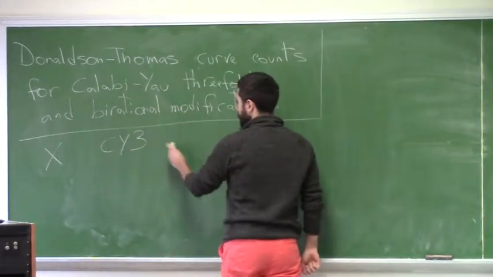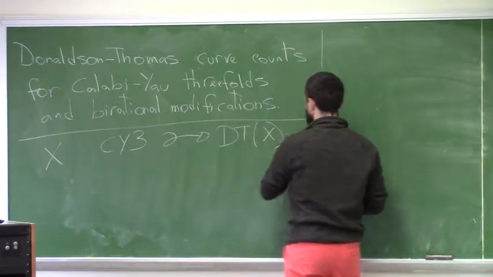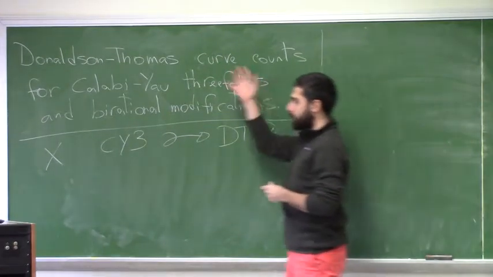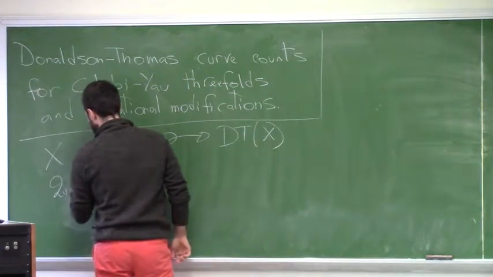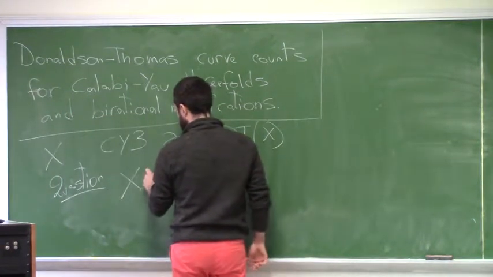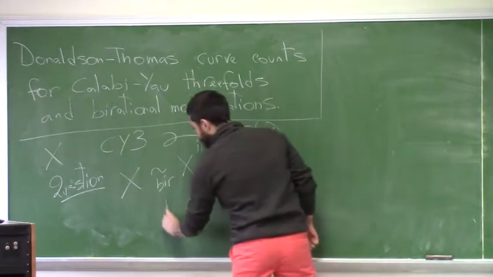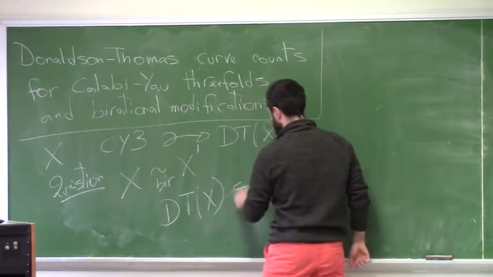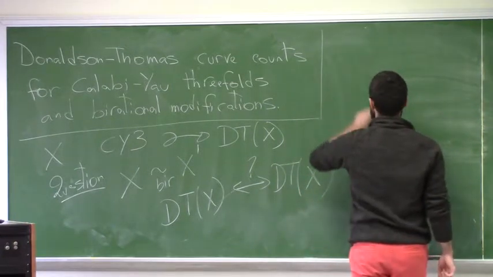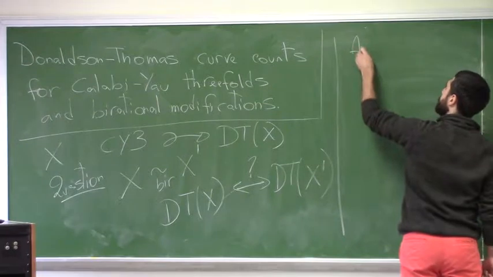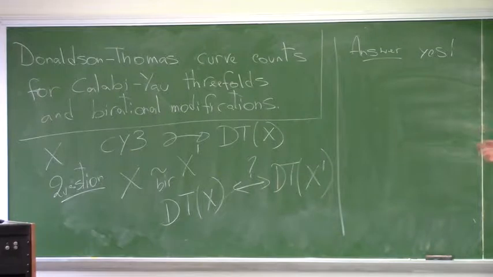So if X is a Calabi-Yau threefold, then there's this theory of Donaldson-Thomas invariants, which I'll describe in a second. These are the DT numbers of X. The question I want to talk about today is the following: if X and X prime are birational, is there a relationship between the DT invariants of X and the DT invariants of X prime? The answer is yes, and I'll describe an explicit formula.